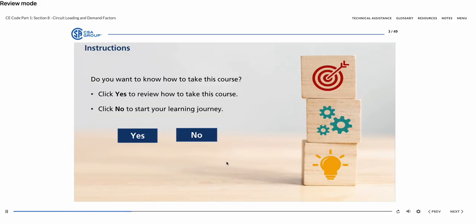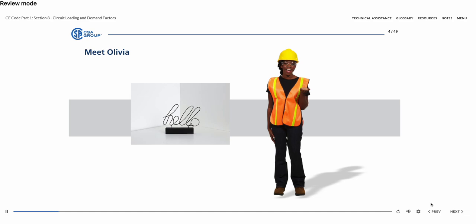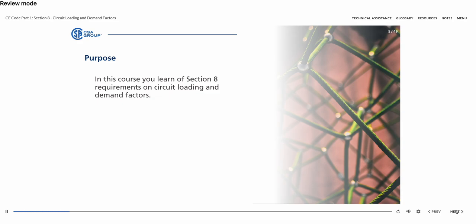Do you want to know how to take this course? Hi, I'm Olivia, your subject matter professional for this learning. I will help you to understand and be able to apply the requirements of the section of the Canadian Electrical Code Part 1. The aim of this training is to provide new knowledge and to support the development of new skills that you can apply immediately to your job. The purpose is why you are taking this learning.